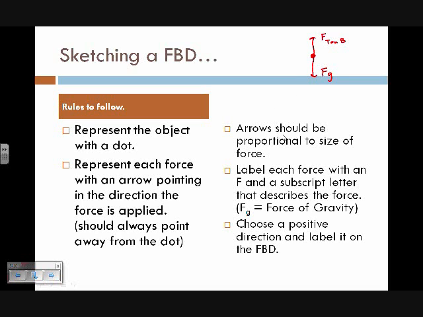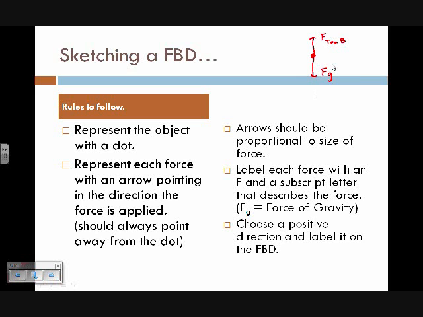It says arrows should be proportional to the size of the force. So here I've shown these arrows to be pretty much equal. They're not exact because I did it freehand, but they are pretty close to equal. And so they should be proportional to the size of the forces. That way people can see if the net force is down or up. If this force were greater than the top force, that would tell me that there was a net force down, and so this object was probably accelerating downwards.